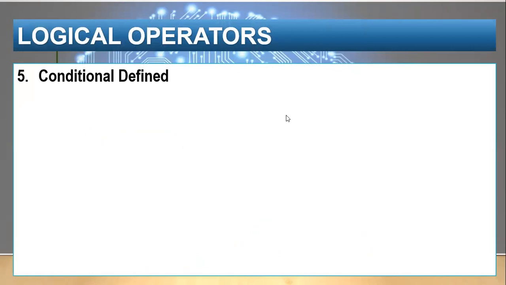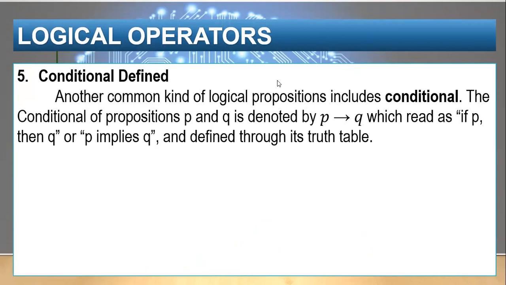Another logical operator is conditional. So paano naman pag conditional? Simply P implies Q, or if P then Q. That is, we have the hypothesis and conclusion statement. So in symbol, ito po yon. P tapos may nakaturong arrow kay Q. So P yung hypothesis, Q yung conclusion. If P, then Q. Or P implies Q.